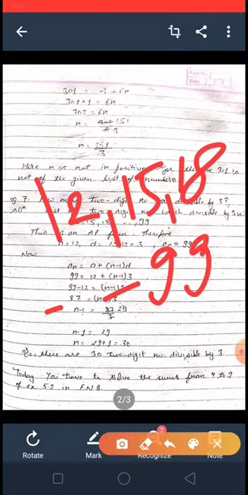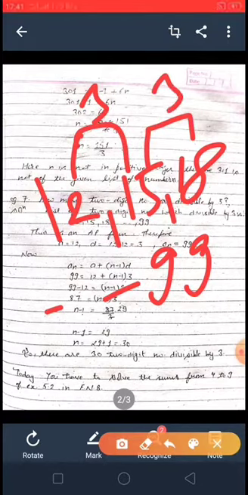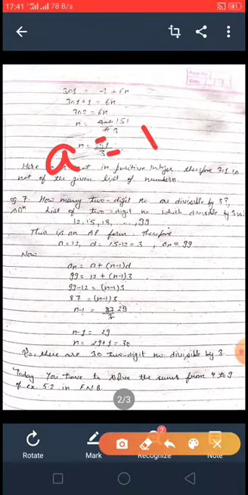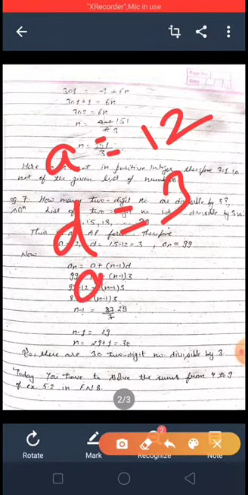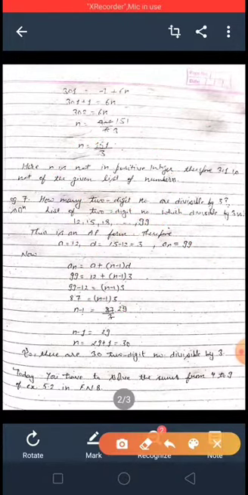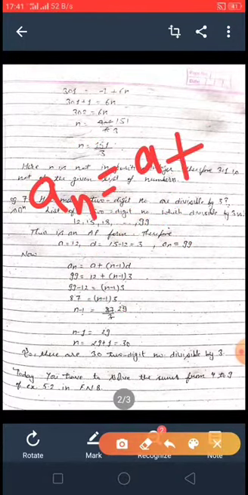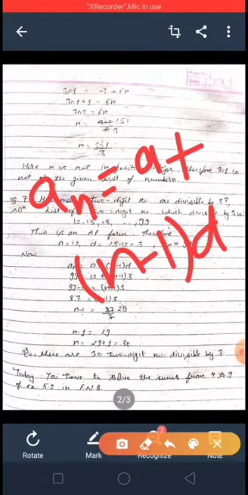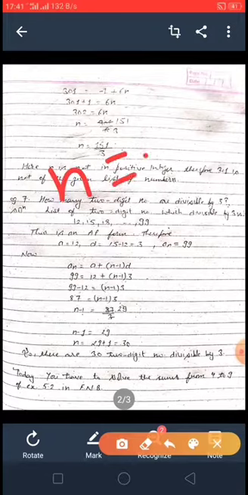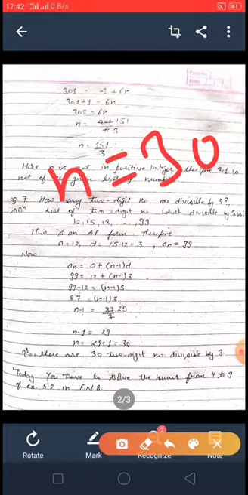So this is an AP because the common difference is the same, that is 3, 3 and 3, and so on. Clear? Now here A is equal to 12 and D is equal to 3 and An, which is the last term, is 99. So you have to put all these values in the equation An is equal to A plus (n minus 1) into D. When you put An, A and D, you will get the result n, and n will be equal to 30. It means there are 30 terms which are 2-digit numbers and divisible by 3.